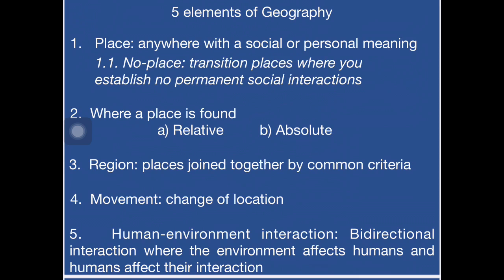So always, in order to remember what is a place, you may think about no place as an opposition. Remember that no places are just transition places, transition locations, where you establish no permanent social interactions. So you may think about the subway, a train station, an airport, an airplane in itself, perhaps a highway. All these places are just transition places, where you establish no interaction. However, there are some people that actually work in the highway, in the train station, in the subway, and all those people would consider these places as places, not as no places.